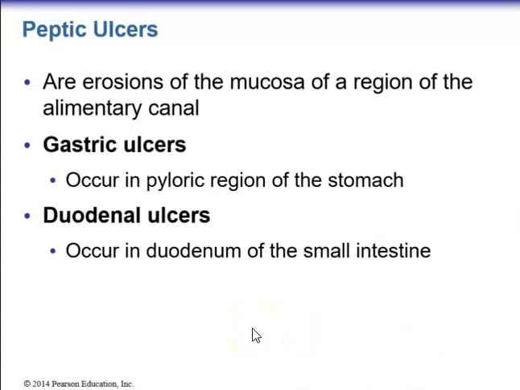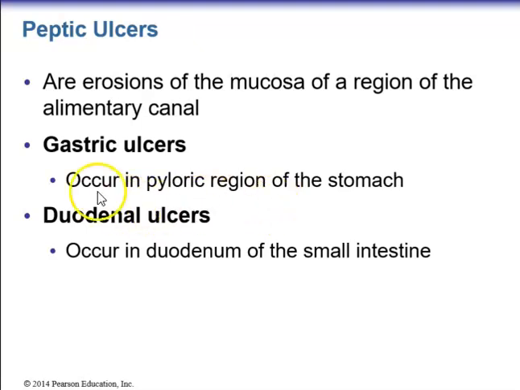Now, the environment within the stomach going into the duodenum can be acidic. It's mostly acidic in the stomach because we have the production of hydrochloric acid, which helps with the chemical breakdown of food. If there is an erosion of the mucosa within either the stomach or the duodenum, these are called ulcers. So gastric ulcers or erosions occur in the pyloric region of the stomach, the pyloric region being that funnel-shaped region towards the distal end of the stomach.